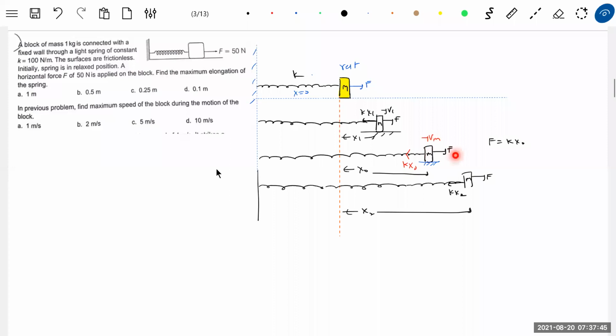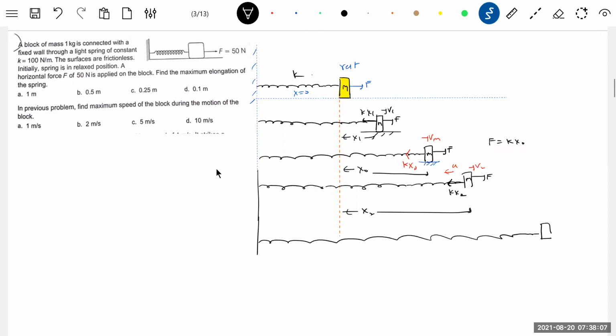Very next moment, the spring force will be greater than F. The block will undergo retardation. It will have velocity like this only. The speed of the block starts decreasing. Finally at one position, it will come to instantaneous rest. Now I'm going to call this the maximum elongation. Till here acceleration, then afterwards retardation.